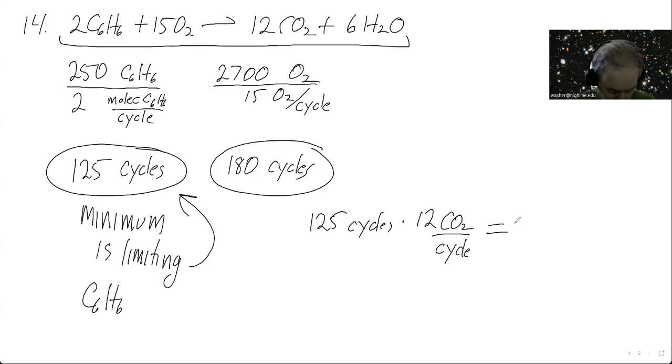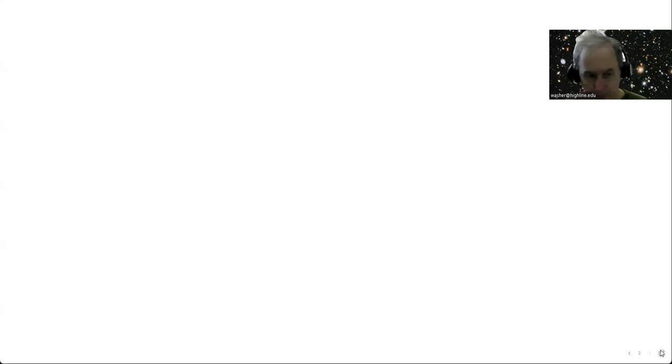And that would give me, because I can't do that in my head, 125 times 12. That would give me 1,500 CO2 molecules. Okay. So it's all about reaction cycles when we talk about limiting reagents. All right. So next is 15. Sorry, I have to scan down to 15.